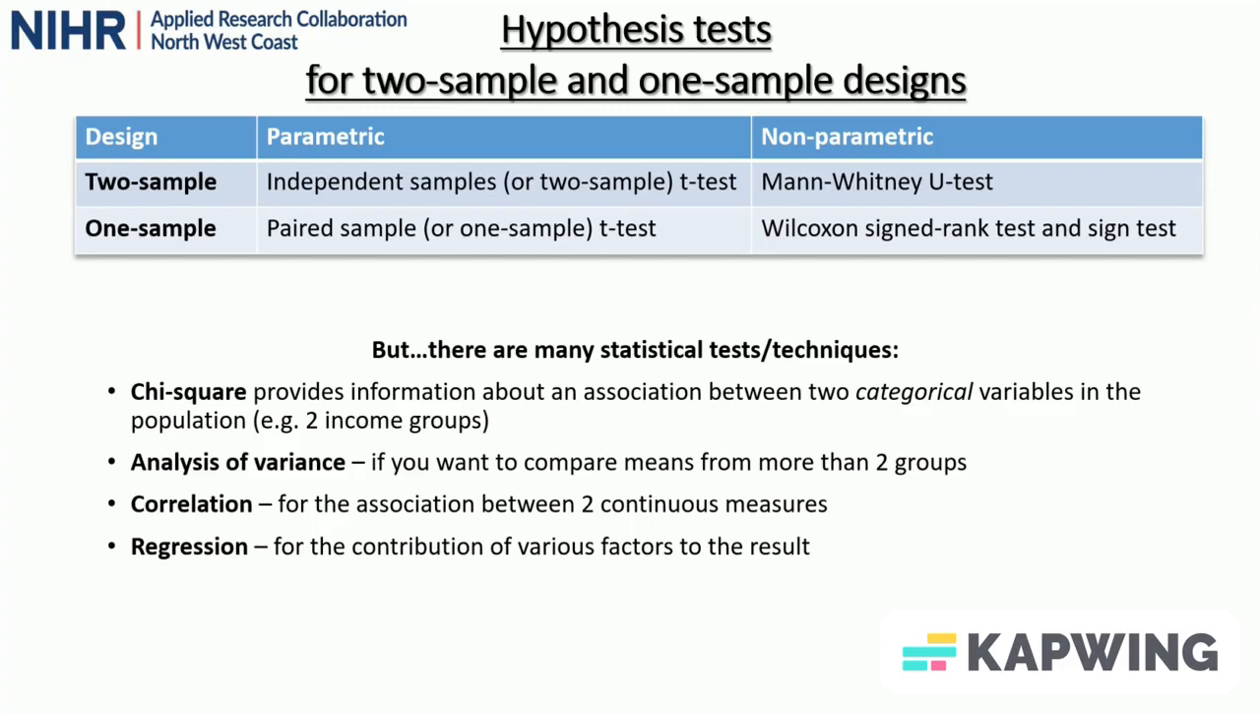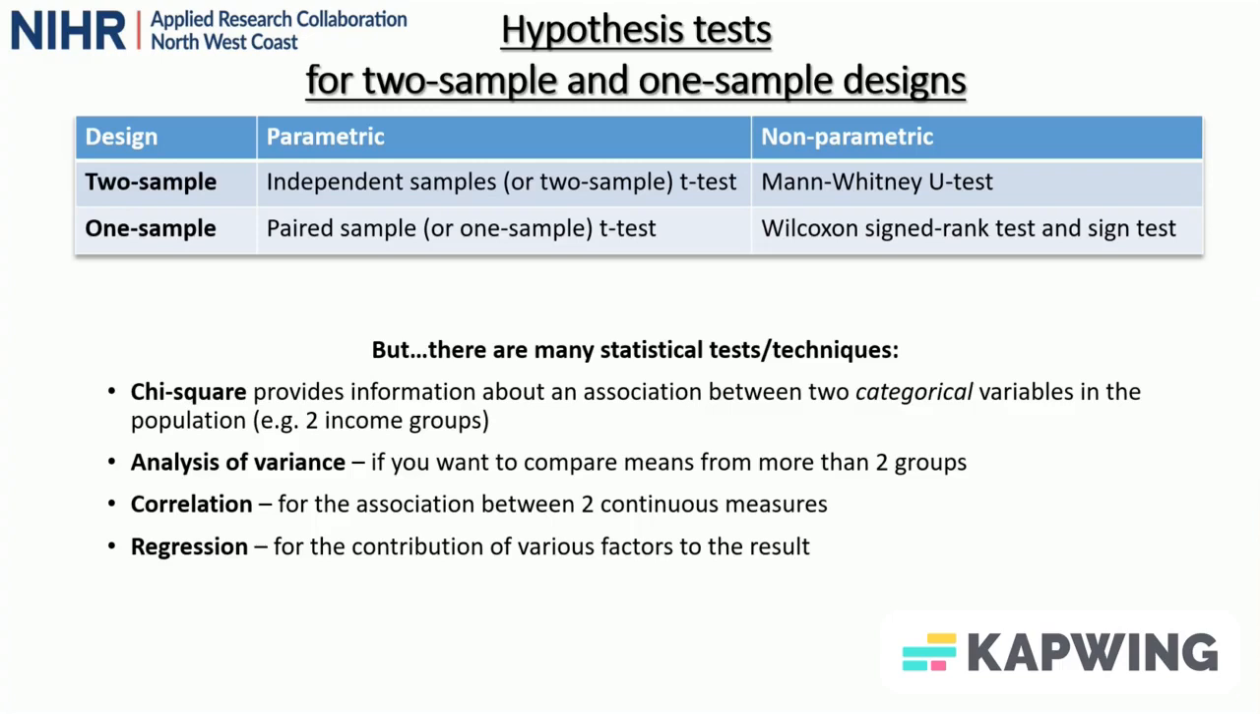Here we list some of the most common, like the chi-square test, which provides information about an association between two categorical variables in the population, for example, two income groups. Analysis of variance, when you want to compare the means from more than two groups. So you might have 3 interventions, for example, you are trying to investigate rather than 2. Correlation, when you want to test the association between 2 continuous measures. For example, if you want to test the correlation between age and the number of cigarettes per day.